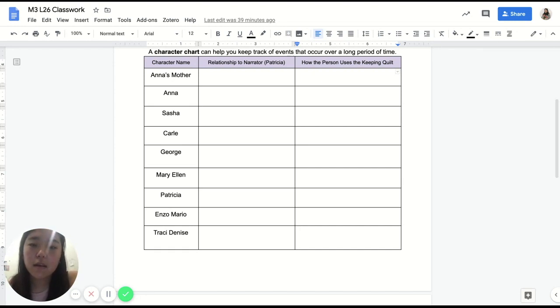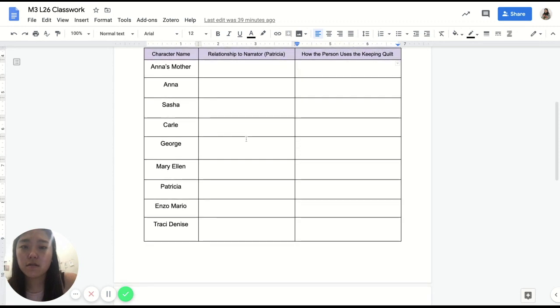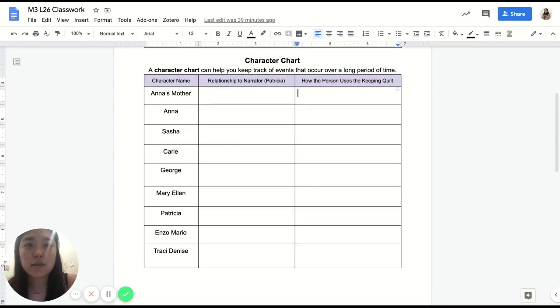Okay? And then also keep track of who's who throughout the text from the beginning, right? This is in time order, which we're going to talk about in a bit as well, but it starts from the first generation all the way to Tracy Denise. Okay? So please pay attention, take notes so that you can fill out this character chart.